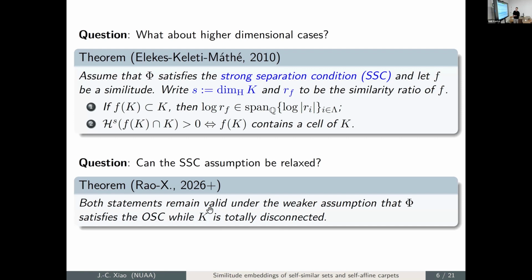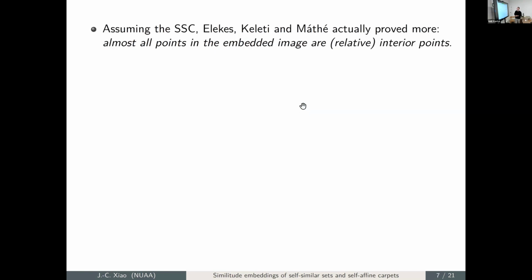Of course, if K is not totally disconnected, for example, if it contains an interior point of the Euclidean space, then of course, at least the first statement does not hold. But there is a possibility that even if K is not totally disconnected, or even if it is connected, but it has a Hausdorff dimension strictly less than D, then these two statements might also hold, but we just don't know how to prove it. So this is about how we embed a self-similar set into itself.